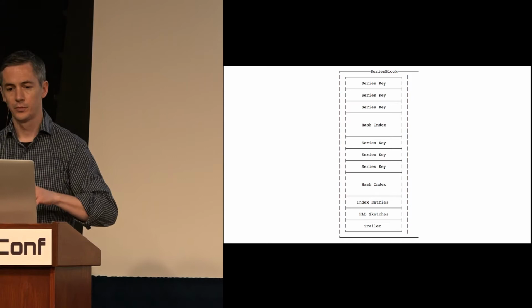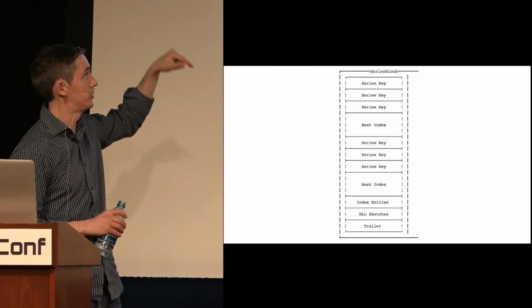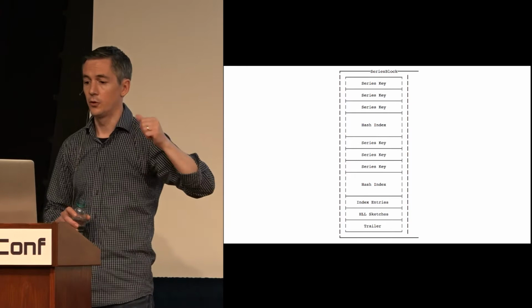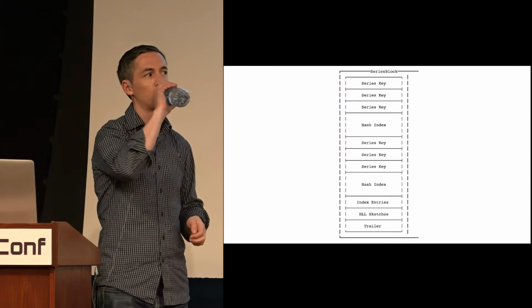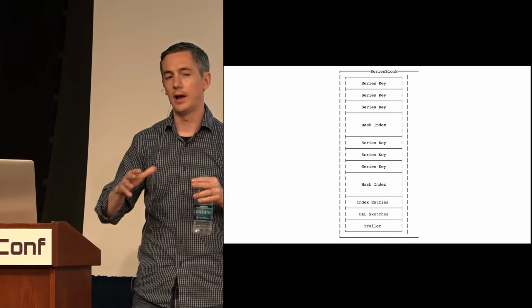So we have these different components in it, right? We have different series keys, and then we have an index, and then we have a bunch more series keys, and then another index, and then some other stuff. Now, the reason we have series keys and then an index and then more series keys and then an index is because we don't want to have to read all the series keys into memory at one time.